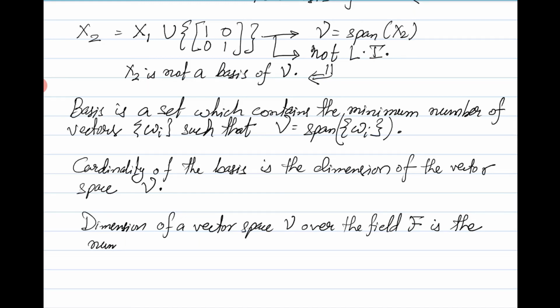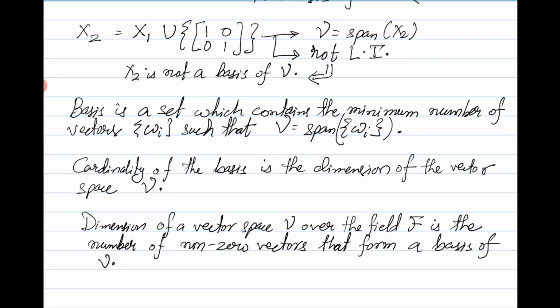non-zero vectors. In most of the lectures in this series, I'll be using the word vectors and the non-zero vectors analogous to each other. If I talk of a zero vector, then I'll explicitly label it as a zero vector. The dimension of a vector space V over the field F is the number of non-zero vectors that form a basis of the vector space V.